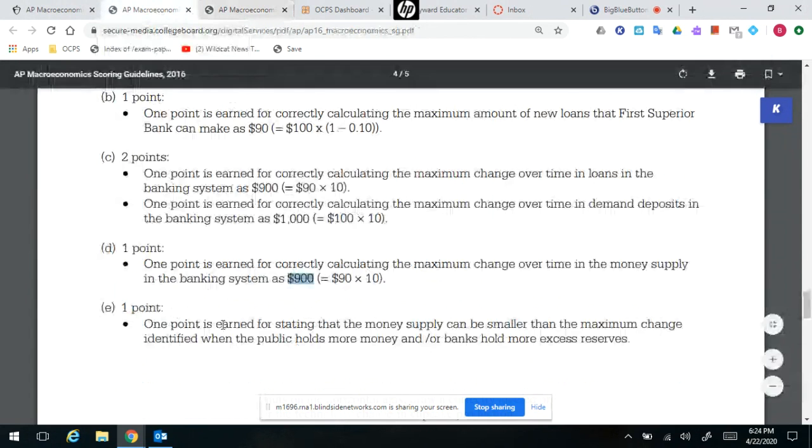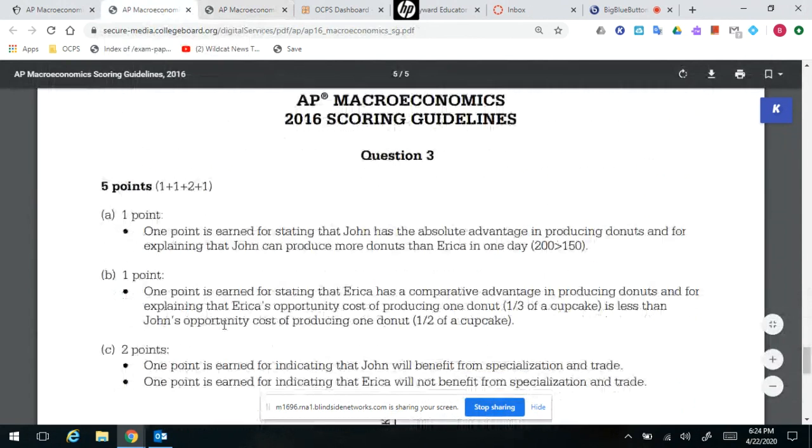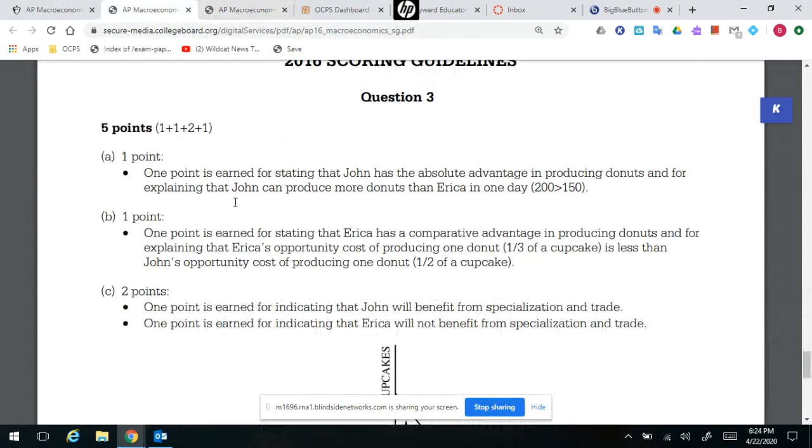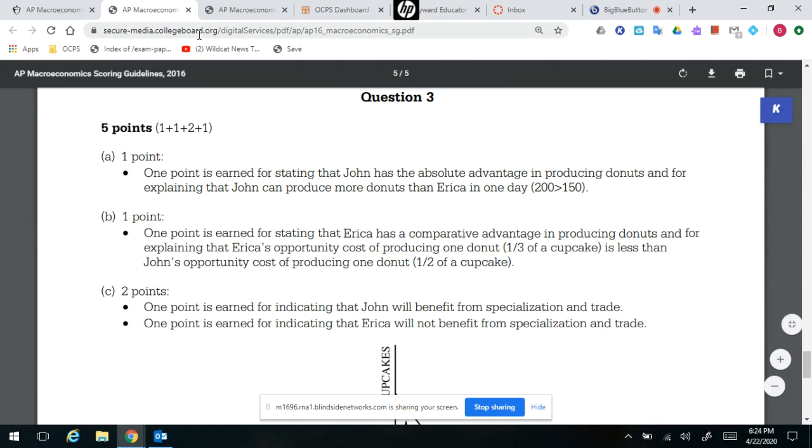So we can take a look at here. Sorry, forgot to show you the scoring guideline here. And show you that Erica has the comparative advantage in producing the donuts. And we explained that Erica's opportunity cost of producing 1 donut was just a third of a cupcake, and that John's opportunity cost of a donut was half of a cupcake. So whoever had to give up less had the comparative advantage. So we said that a third is less than a half.